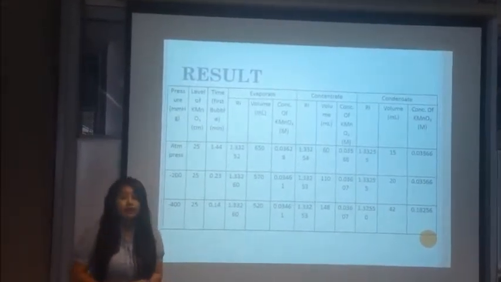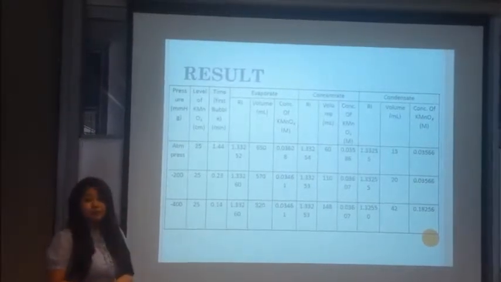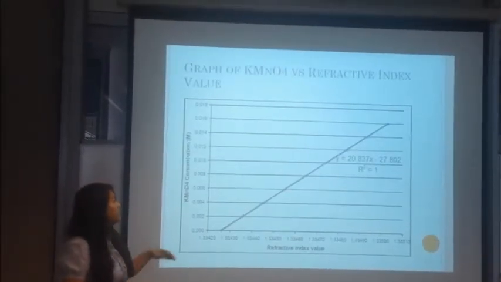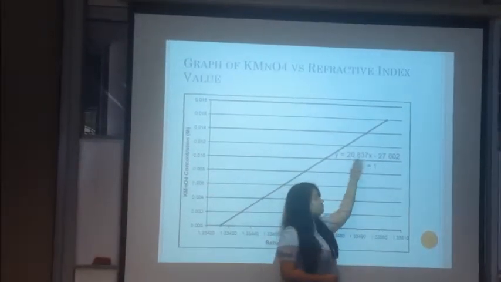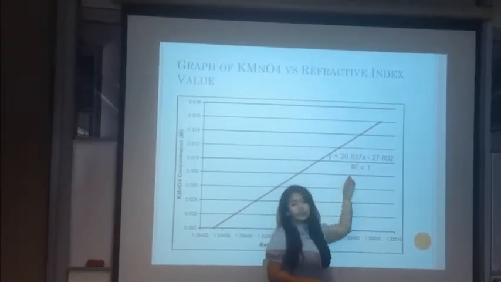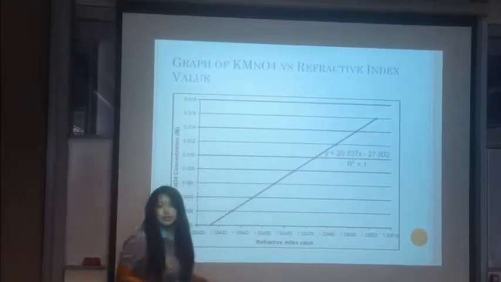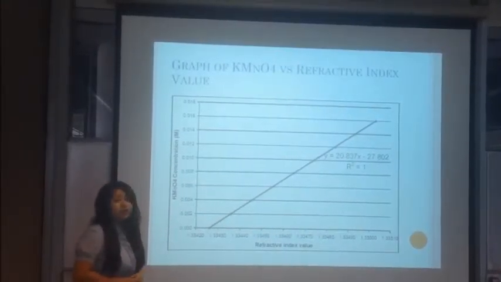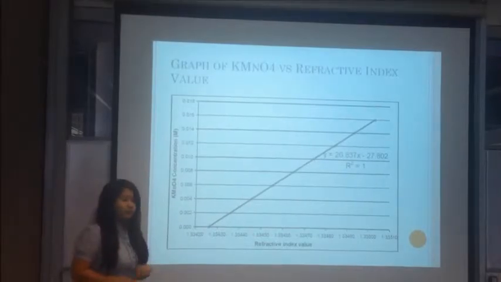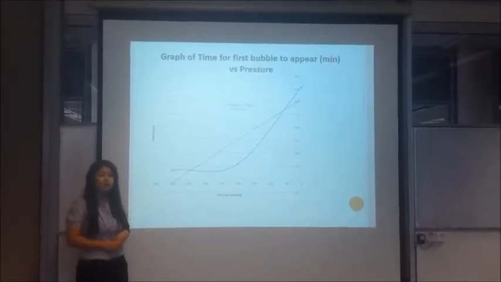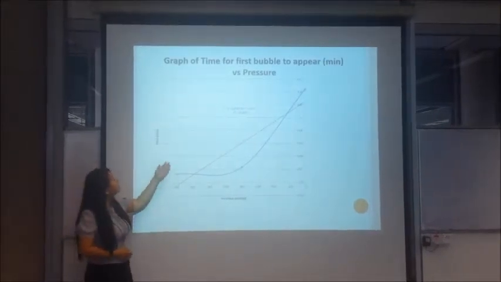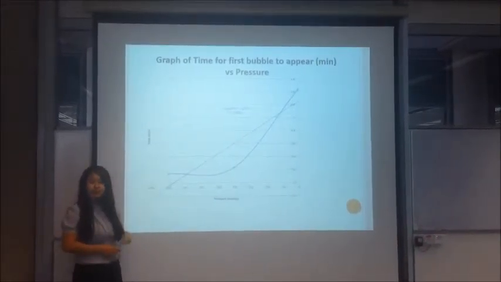We will then calculate the concentration of the solution by using this graph again with this equation, plotting the refractive index into the x. By this, we will obtain the concentration of the solution. After all the calculations we have done, we will plot a graph to show the relationship of the pressure and the time for the first bubble to appear.